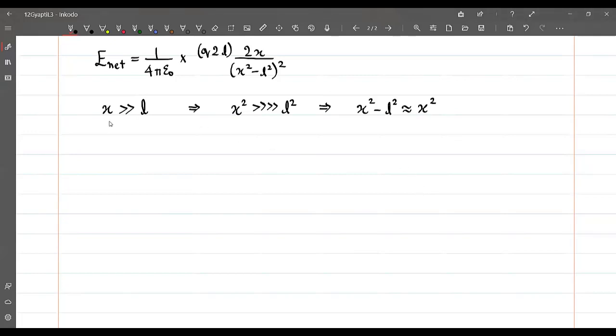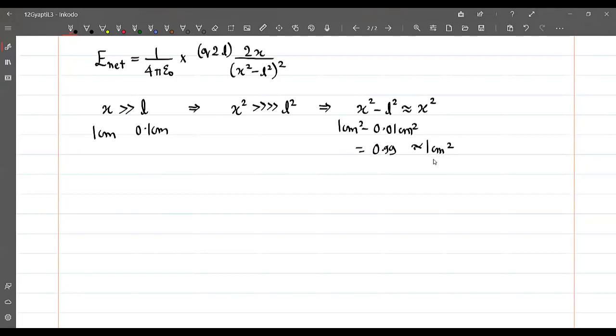Think of it like this. Your L is in millimeters and x is in centimeters. If L is 1 millimeter or 0.1 centimeter, and x is 1 centimeter, then x square minus L square is 1 centimeter square minus 0.01 centimeter square. That is 0.99, which is approximately equal to 1 centimeter square.